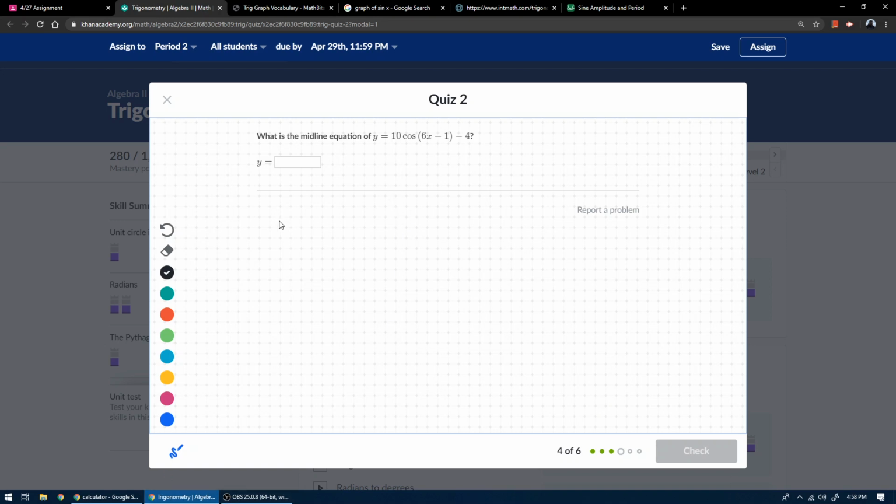Now this is hard, right? I don't doubt that this is difficult. This is where you can kind of return to watch the videos if you want. I think I can do this in my head. Let me check. Now, let's see what numbers I should focus on. What's the midline equation?